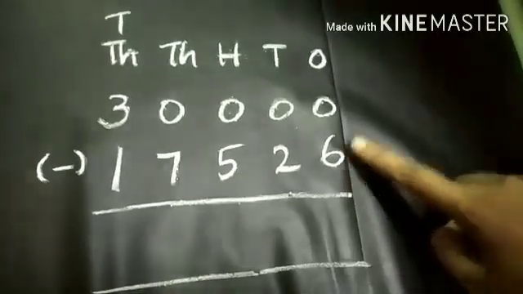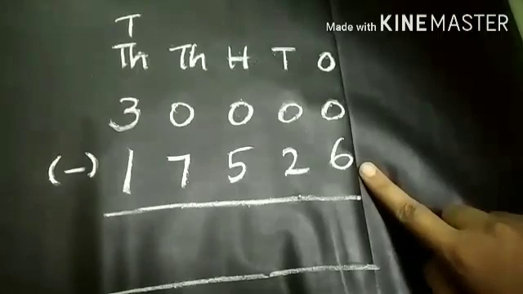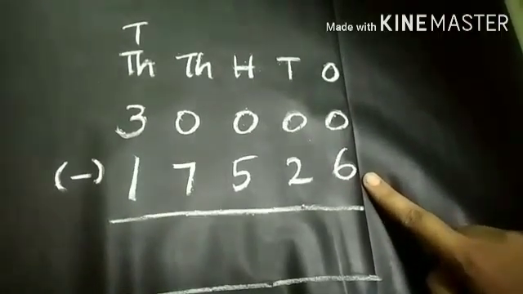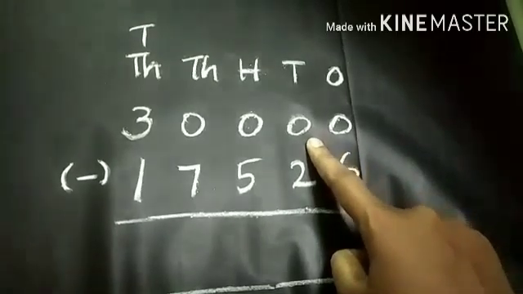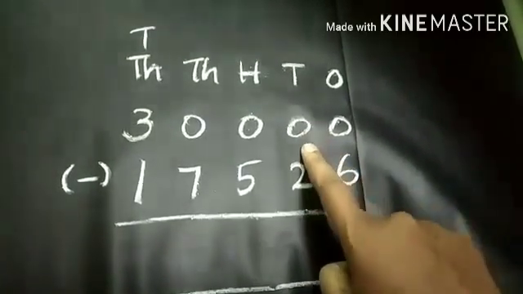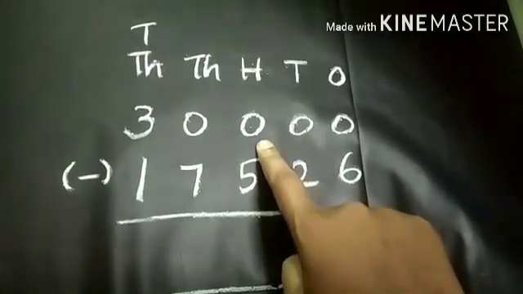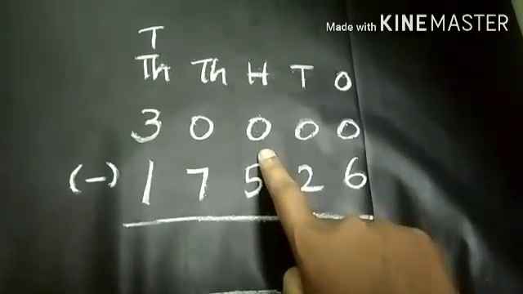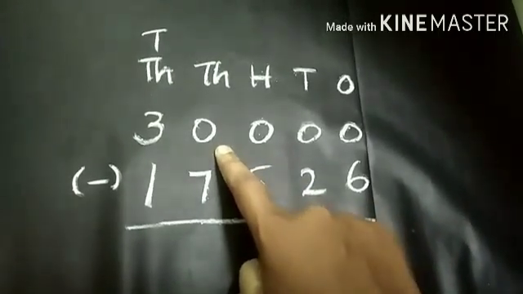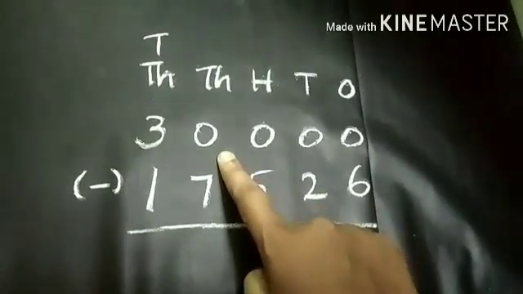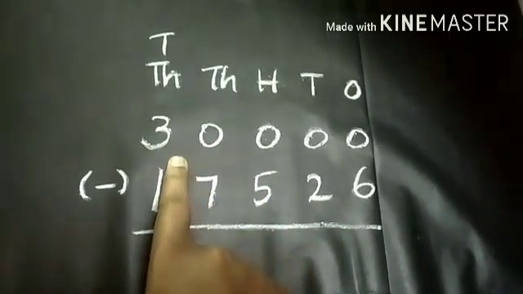Students, can you subtract 6 from 0? No, we can't subtract 6 from 0. So we have to borrow from the nearest place value. The nearest place value is also 0. So we have to borrow from the next place value. The next place value is also 0. So we have to borrow from the 1000 place. The 1000 place value is also 0. So we have to borrow from the 10,000 place.